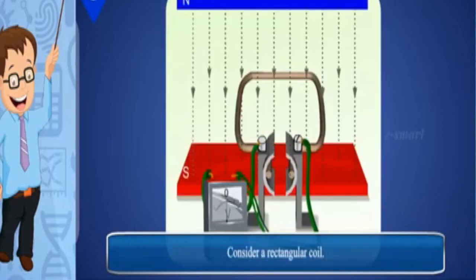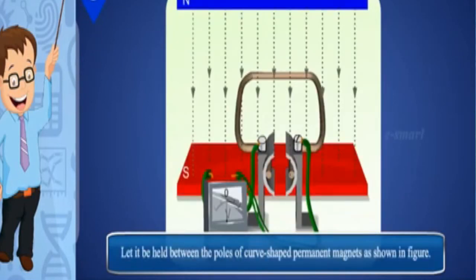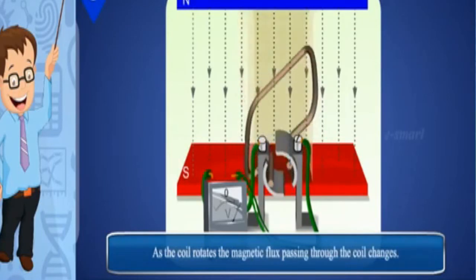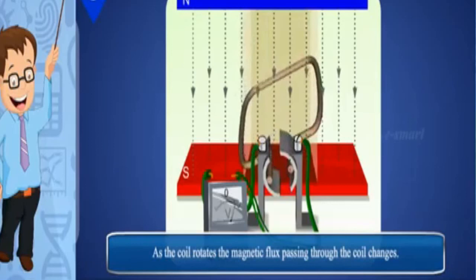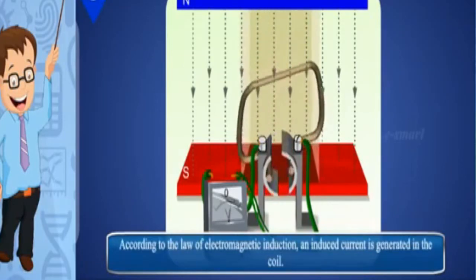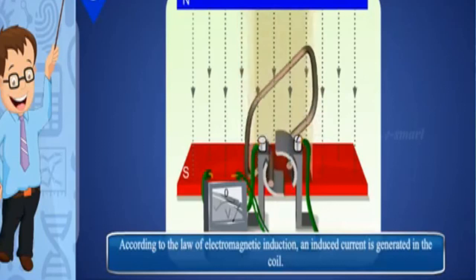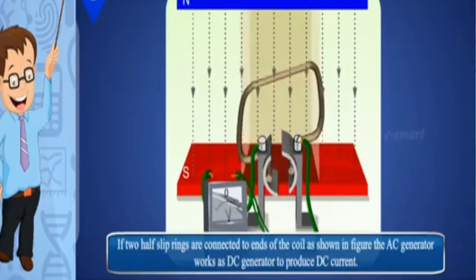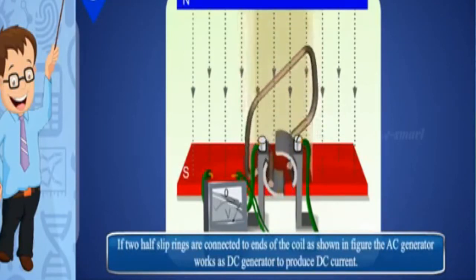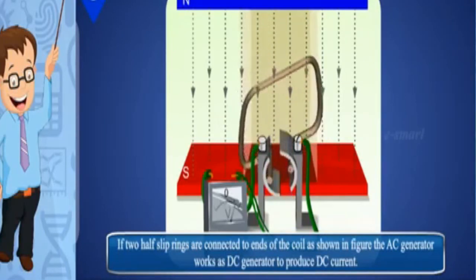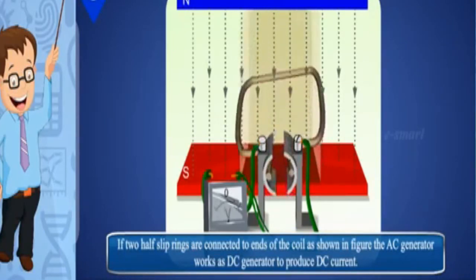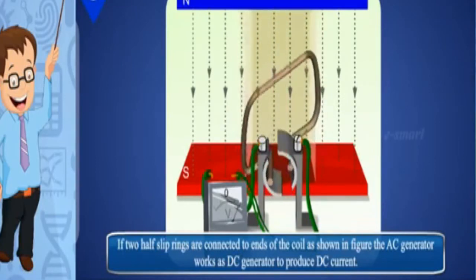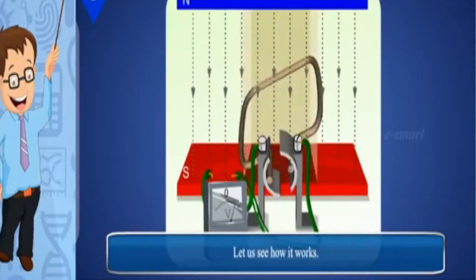Consider a rectangular coil. Let it be held between the poles of curved-shaped permanent magnets, as shown in the figure. As the coil rotates, the magnetic flux passing through the coil changes. According to the law of electromagnetic induction, an induced current is generated in the coil. If two half slip rings are connected to the ends of the coil, as shown in the figure, the AC generator works as a DC generator to produce DC current. Let us see how it works.